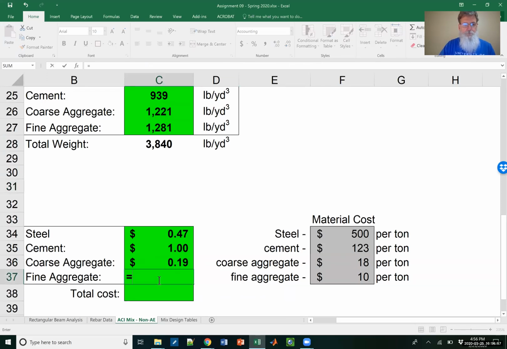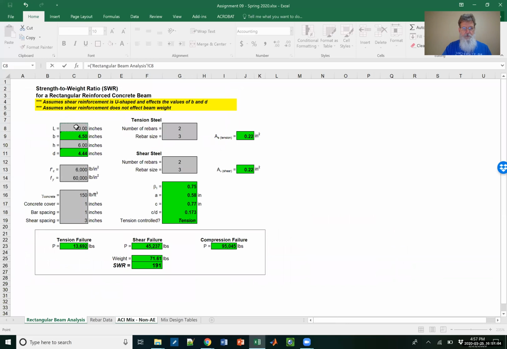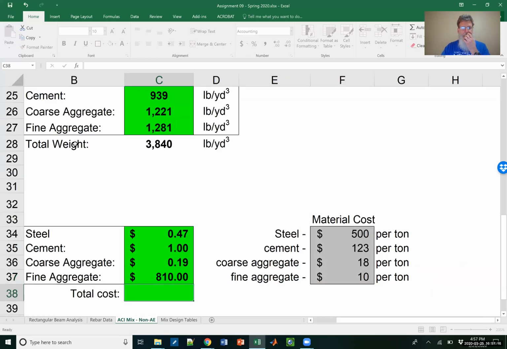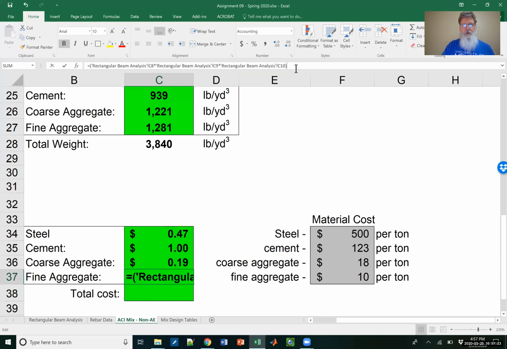So we'll say equal. And in parentheses, I'll go get the dimensions of the beam, which will be length times width times height. Again, I just picked those three values, multiply them together, and you can see that brings me back to 810. I've got that value before, so I feel good about that. So then I'm going to divide that by 1728. Oops. That converts from cubic inches to cubic feet.